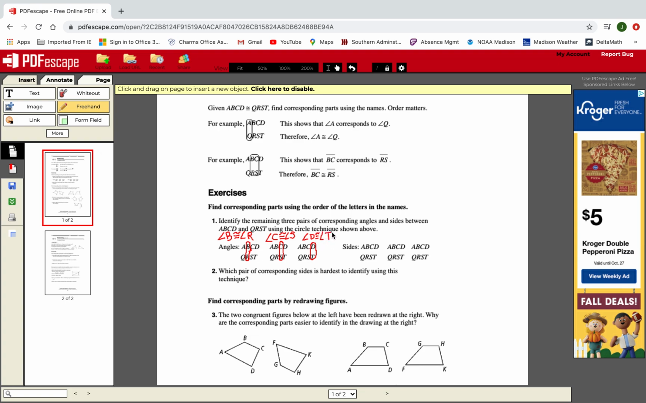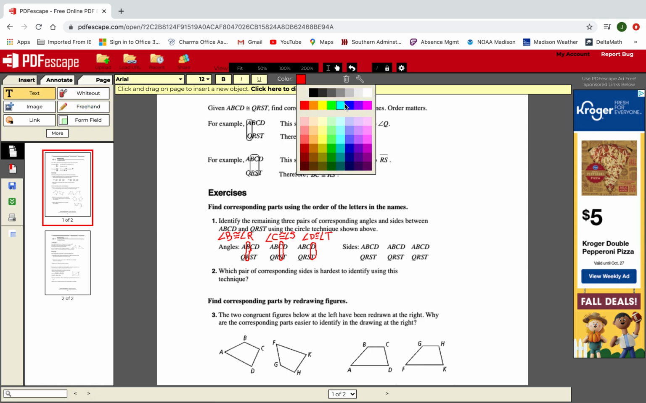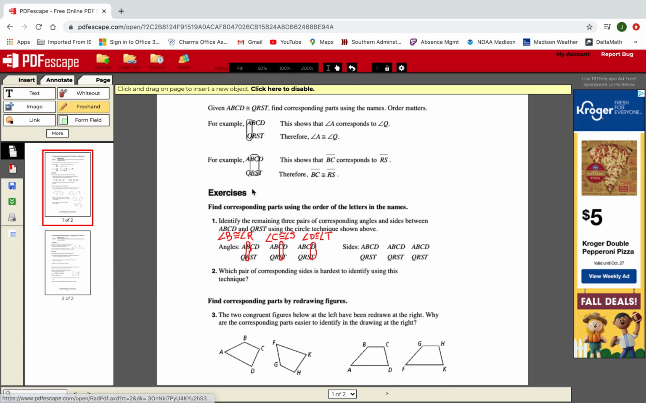Okay. Sides are going to work the same way. Let's go ahead and switch colors for this one. Sides feel like blue. So you can see in the example here that they chose the second and the third letters. If we chose the first 2 letters, then we could say that segment AB is congruent to segment QR. Make sure you put that little line over AB so you're talking about the segment and not its measurement. AB is congruent to segment QR.